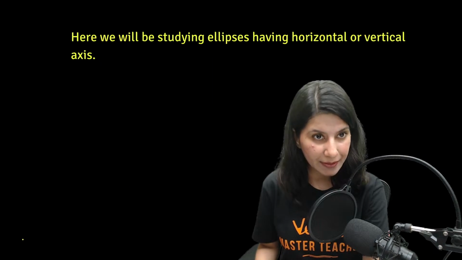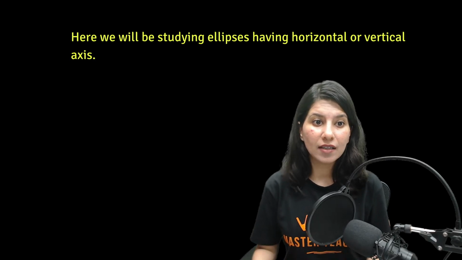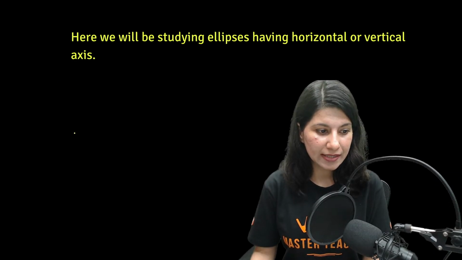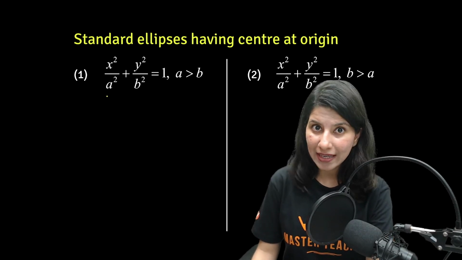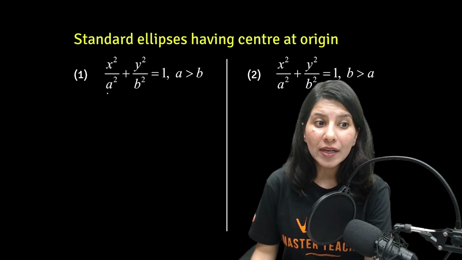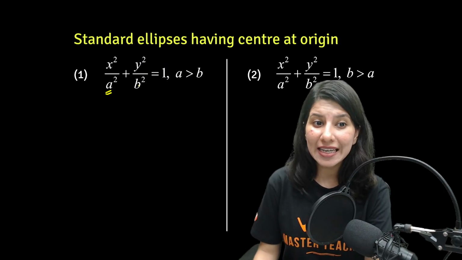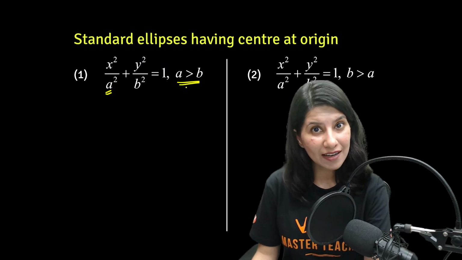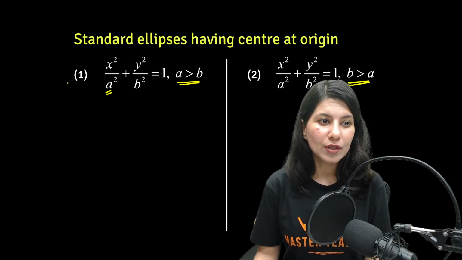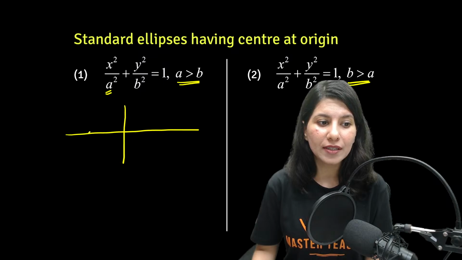Okay, all right, clear. Now let us talk about the standard equation of ellipse. What is the standard equation of ellipse? There are two standard equations of ellipse. The first one is x square by a square plus y square by b square equals 1. Here the denominator of x square is a square, so a will be greater than b. This is one kind of standard equation, and in another kind, b will be greater than a. So if I try to draw the ellipse, it will be a horizontal ellipse.